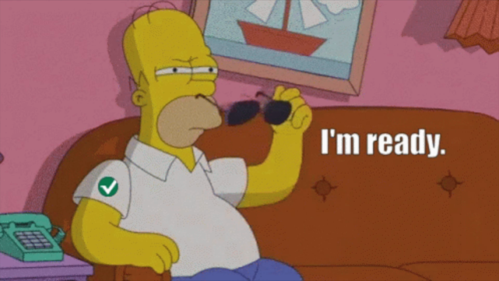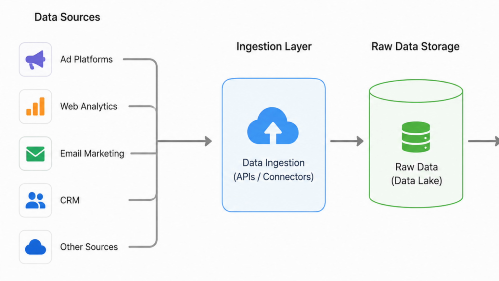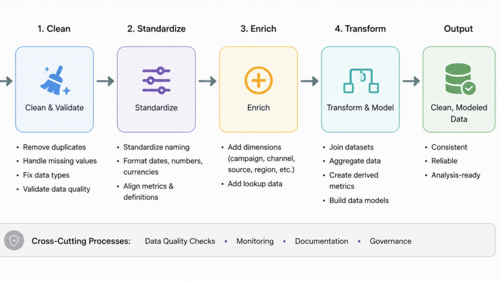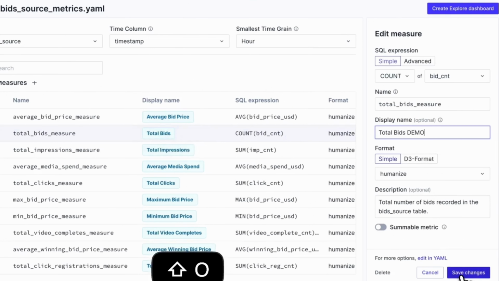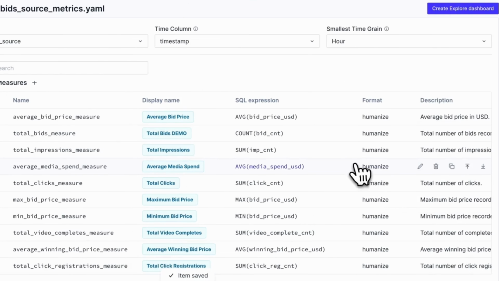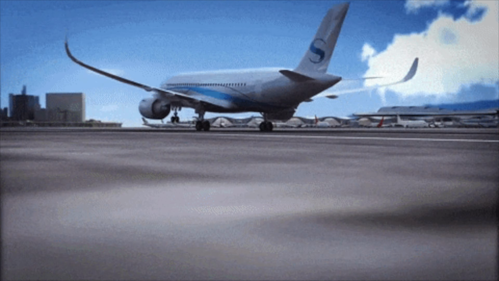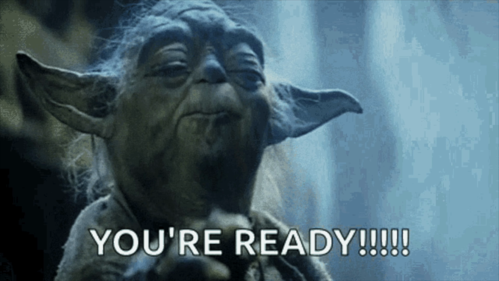A reliable weekly reporting process starts before the dashboard. You first collect the platform data automatically, then you clean and organize it into consistent structures. You define the relationships between campaigns, leads, opportunities, and revenue. You document how each important metric is calculated. You test whether the expected data arrived, and only then do you send it into dashboards, spreadsheets, or presentations.